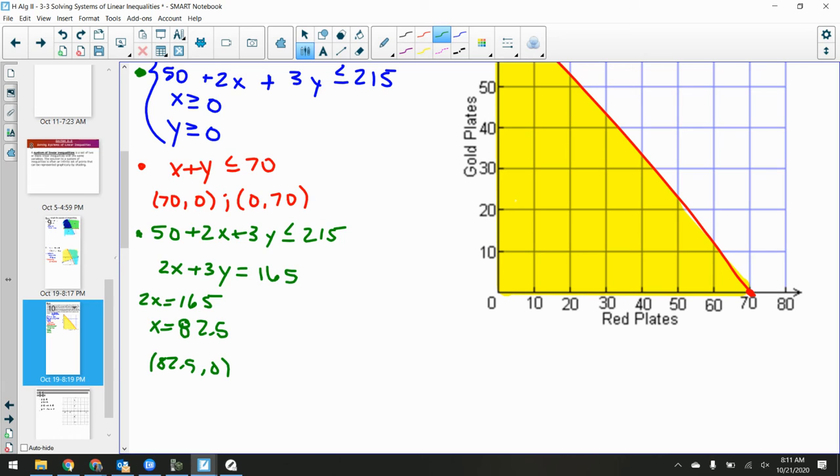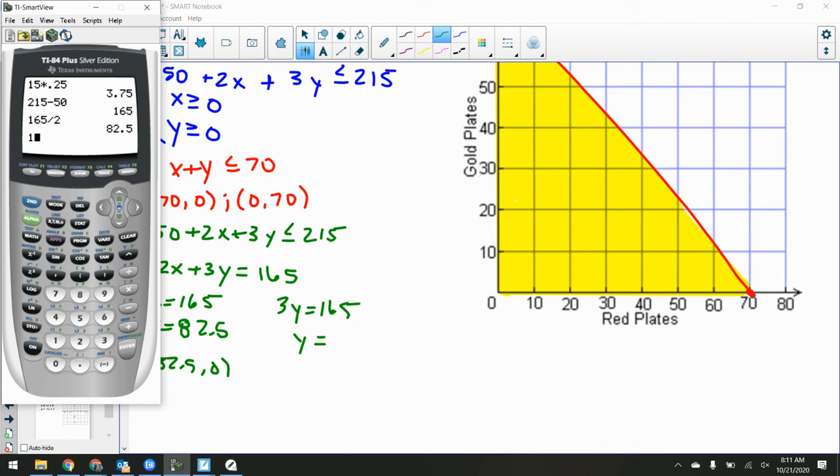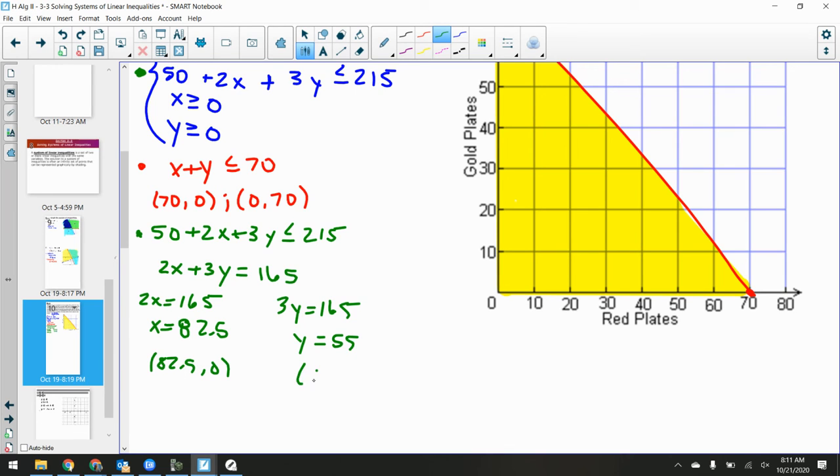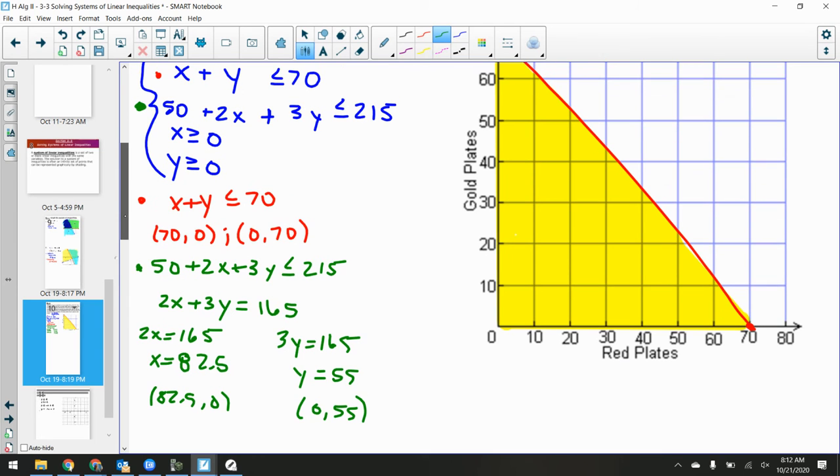If I plug in 0 for x, I get 3y is 165. So y is equal to 165 divided by 3, 55. So 0, 55. Again, graph using intercepts. You will be very happy you did that once we get to section 3-4, because these points will be very, very important a little bit later on.